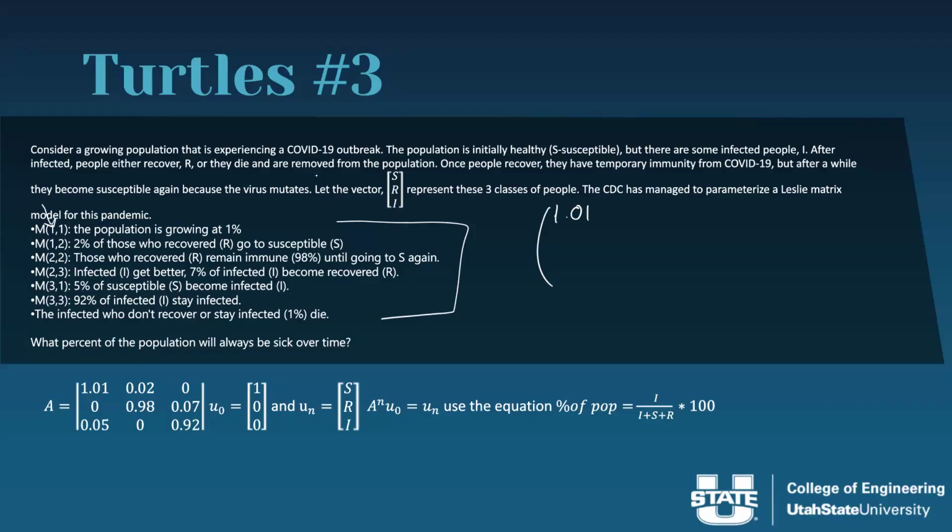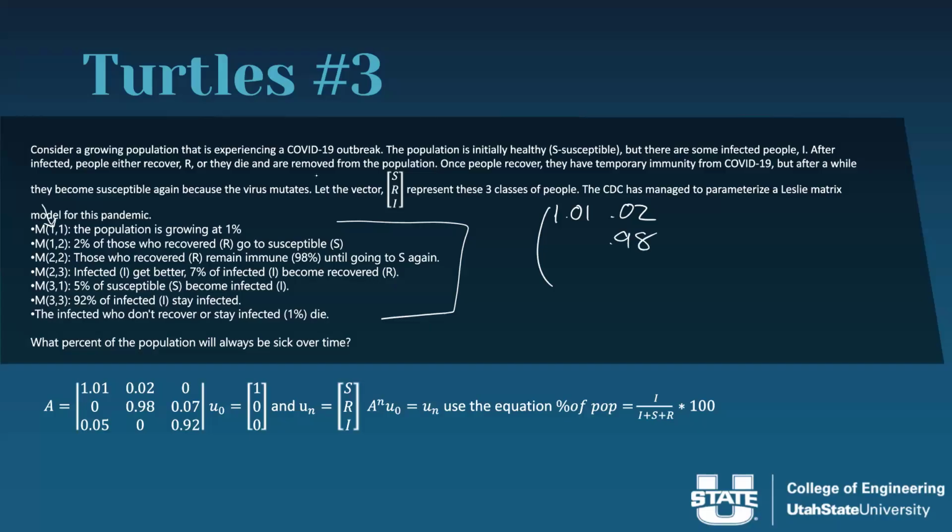So it's 1.0, 1.01. Awesome. And then 2% of those who are recovered go to being susceptible. So that means that I'm going to put a 0.02 right there, because that's my recovered adding to my susceptible. Those who recovered remain immune until they're susceptible again. This is just saying that if 0.02 of them become susceptible, then 98% of them, 0.98, are going to stay recovered. So we're going to put that right there.